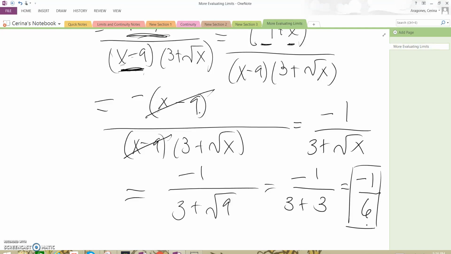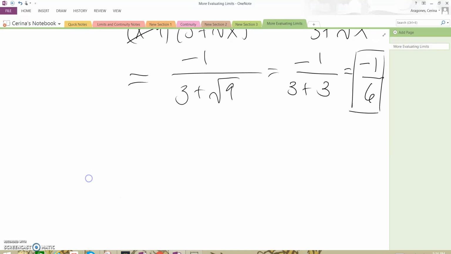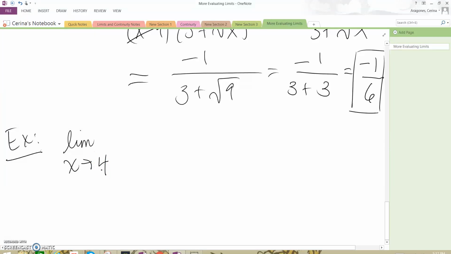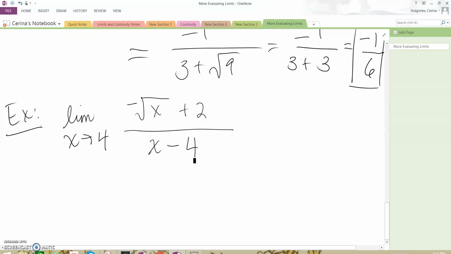So this is something you can try out. Maybe now that you know about multiplying by the conjugate, you can try practicing with the limit as x approaches 4 of negative root x plus 2 over x minus 4. And you can try to see if you can find this limit using the method of multiplying by the conjugate.